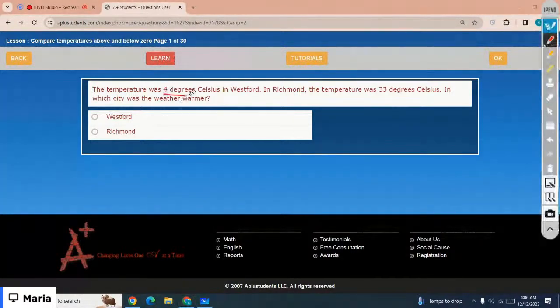4 degrees Celsius is a cooler temperature, right? And 33 degrees Celsius is the hotter one. The question is, in which city was the weather warmer? So obviously Richmond has the warmer weather. The correct option is Richmond. Very good.